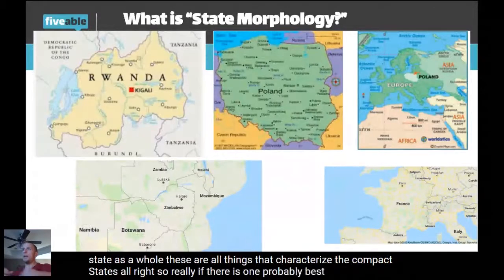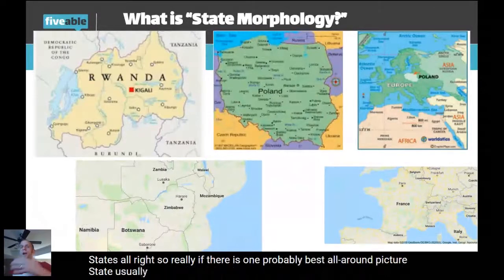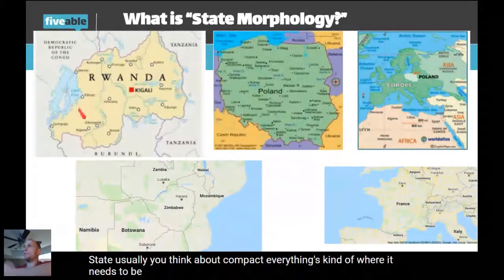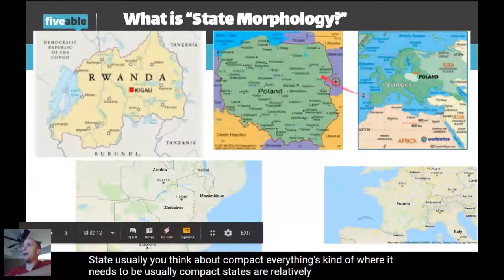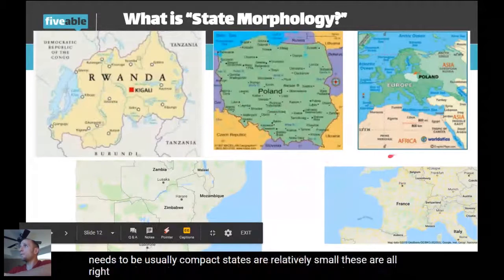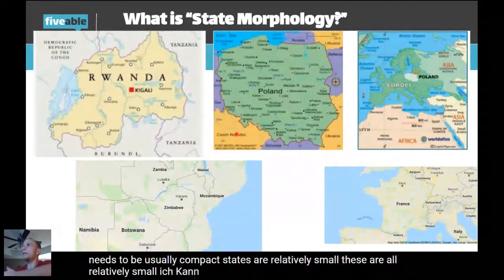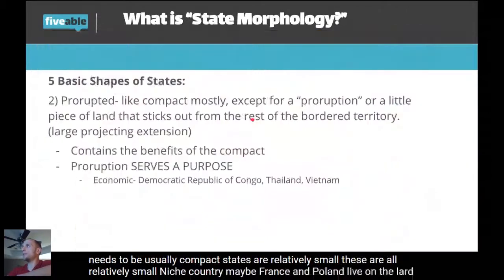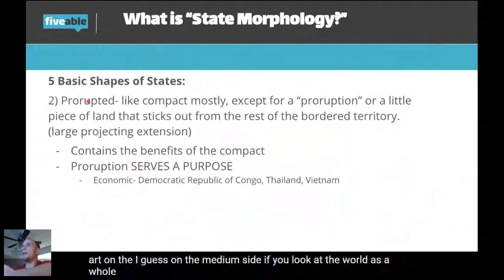So really, if there is one probably best all-around state, usually you think about compact, and everything's kind of where it needs to be. Usually compact states are relatively small, and these are all relatively smallish countries. Maybe France and Poland live on the medium side if you look at the world as a whole.